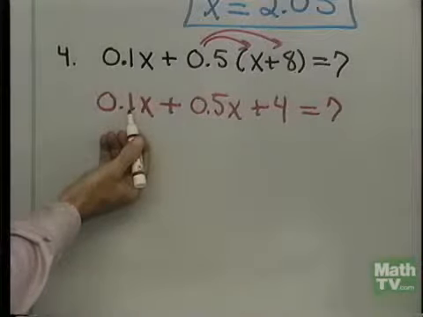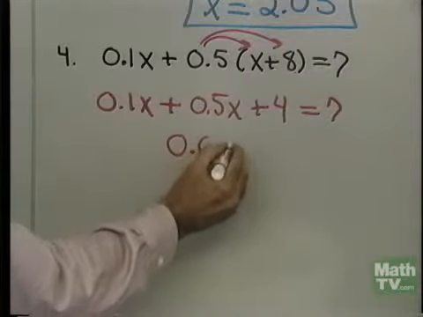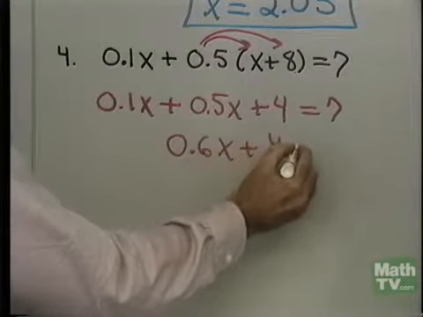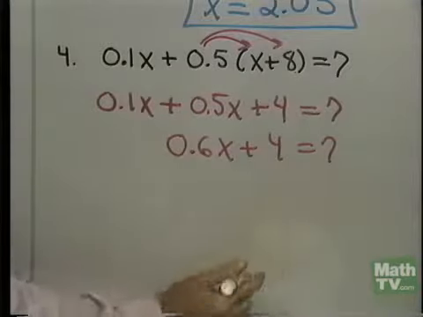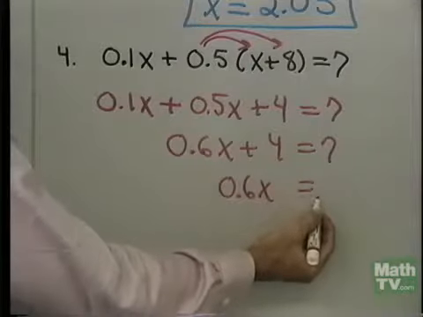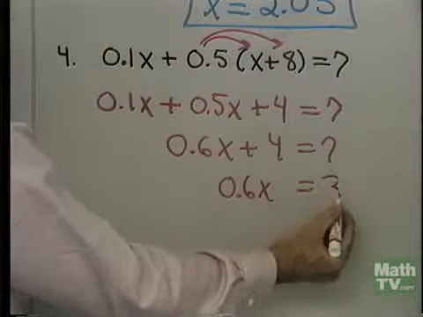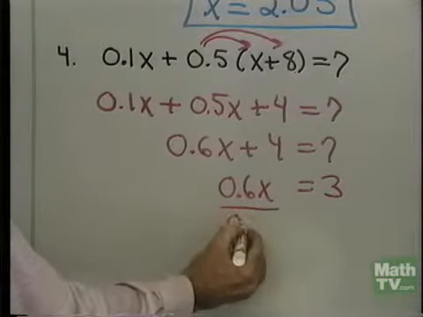Now I'll simplify. 0.1x plus 0.5x is 0.6x plus 4 is equal to 7. I'll add negative 4 to both sides of the equation. Let's not actually show that work, but just the result. When I add negative 4 to both sides, that side is 3. Next, I'm going to divide both sides by 0.6.